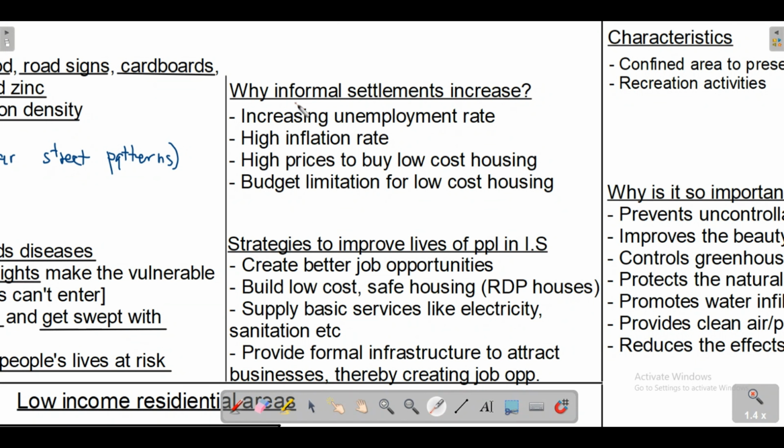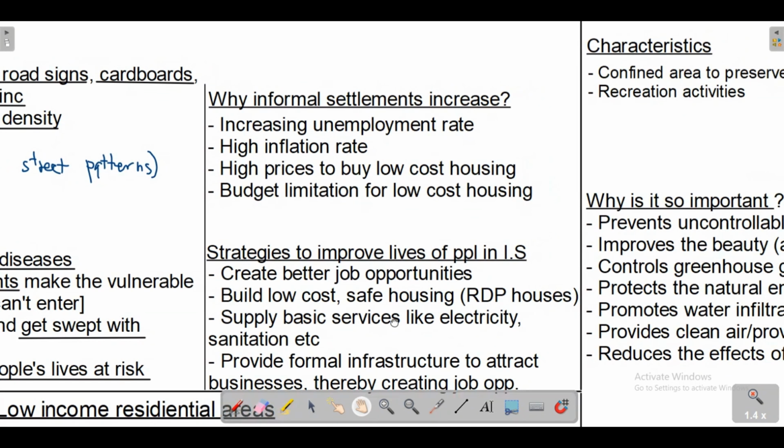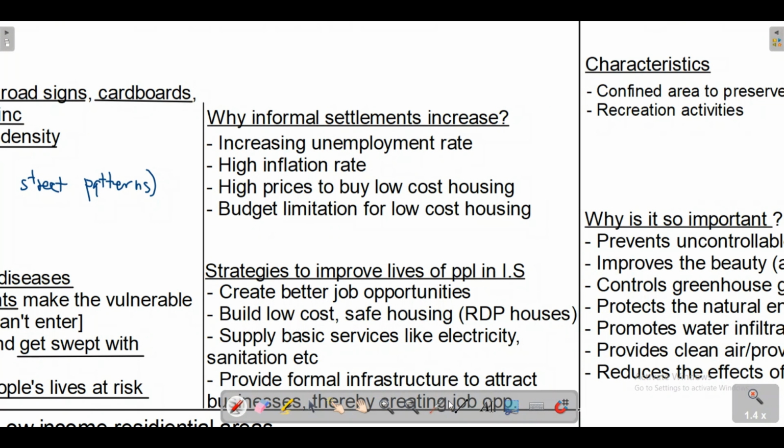Now, why are informal settlements spreading? Why do we have more and more informal settlements? Well, first things first, there's an increasing unemployment rate, right? More people do not have jobs, and if you do not have a job, you cannot afford to buy a house. So why not settle in informal settlements? Why not just build yourself a shelter where you do not pay rent, or where the rent is very affordable, very low? So the first reason informal settlements are increasing is this high unemployment rate. People cannot afford to even buy low cost housing.